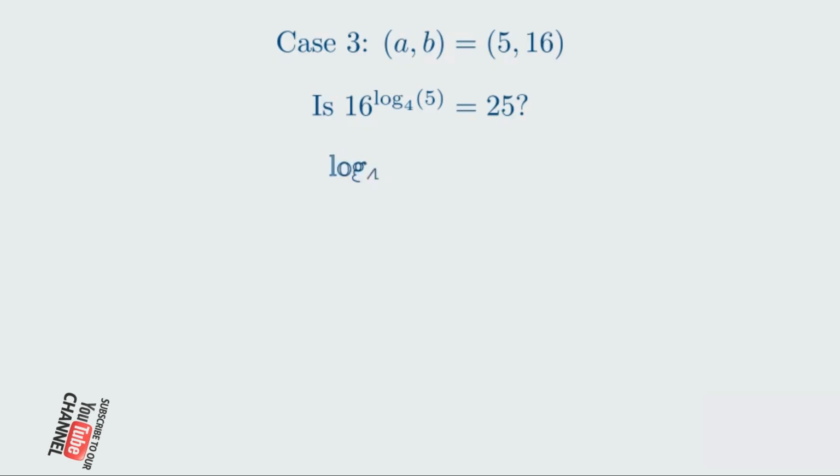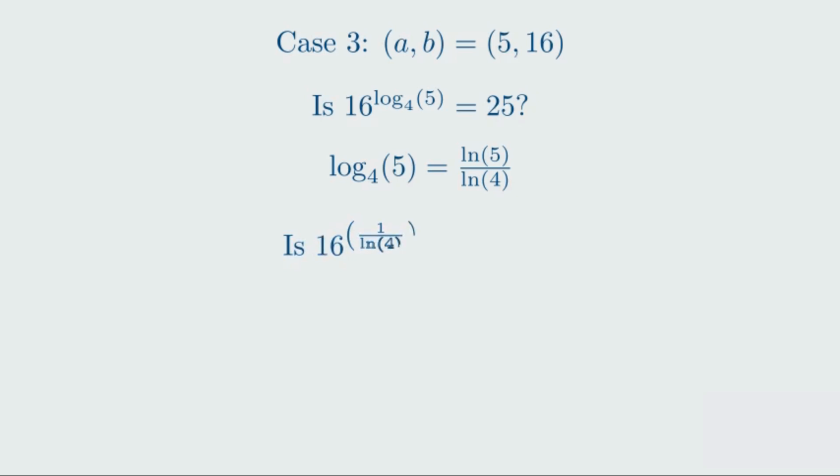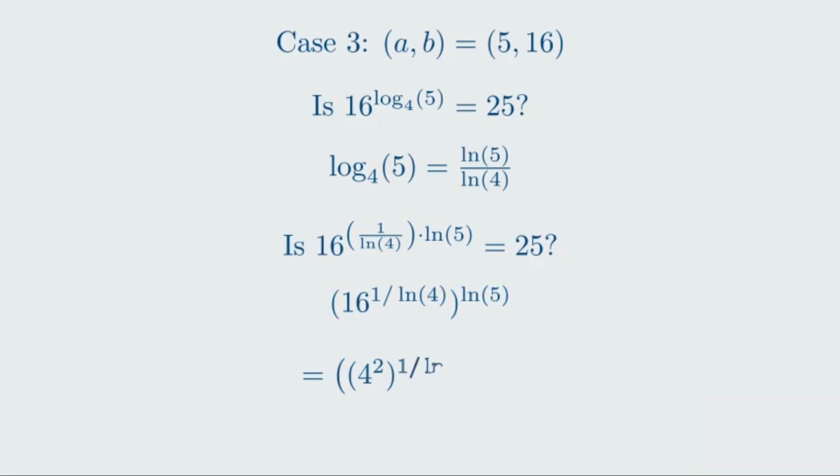We can rewrite the exponent using natural logarithms. Log base 4 of 5 is ln of 5 divided by ln of 4. So we need to check if 16 to the power of ln 5 over ln 4 equals 25. This is 16 to the power of 1 over ln 4 times ln of 5. We can use the exponent rule: x to the yz is x to the y, to the z. This becomes 16 to the 1 over ln 4, all to the power of ln 5. Since 16 is 4 squared, this is 4 to the 2 over ln 4, to the ln 5, which is 4 to the 2 ln 5 over ln 4.